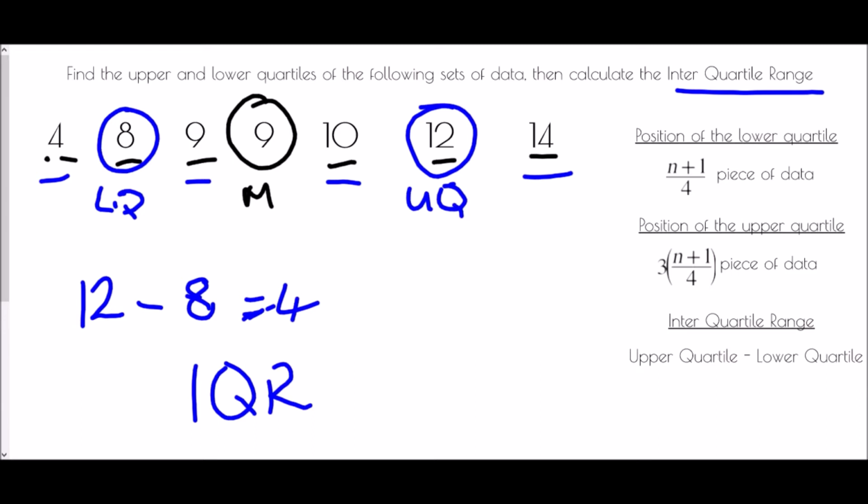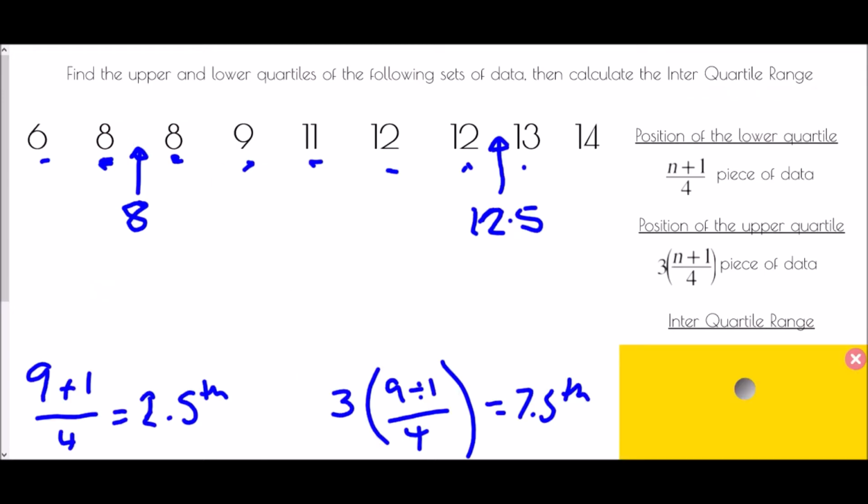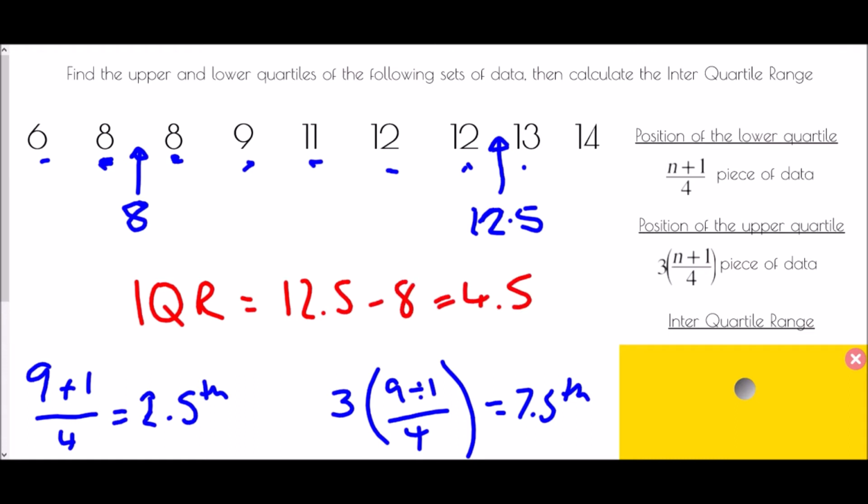And what this means is it's where the middle 50% of people or data lies. And that's a very important factor, because they are what would be classed as the most normal people, the people right in the centre of our set of data. If we do this for our second set of data, well, the interquartile range this time would be 12.5, take away 8, which is 4.5.